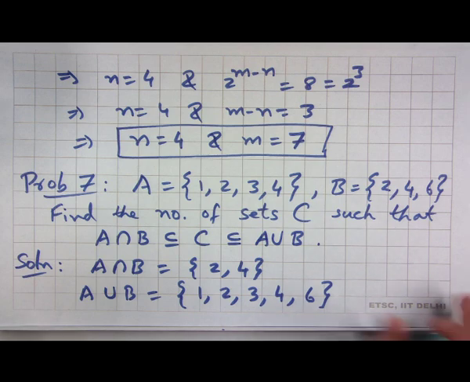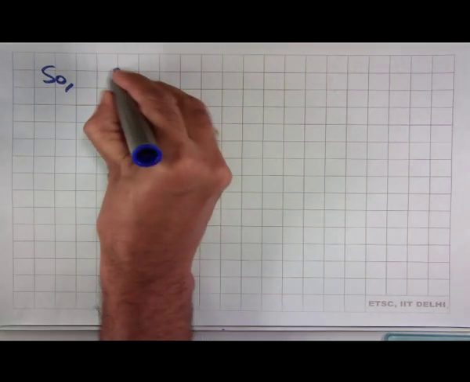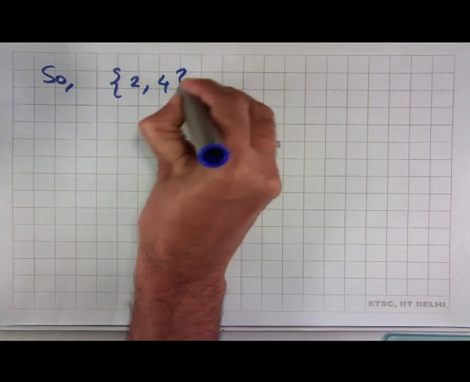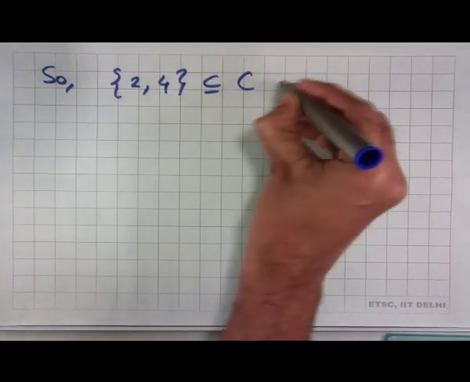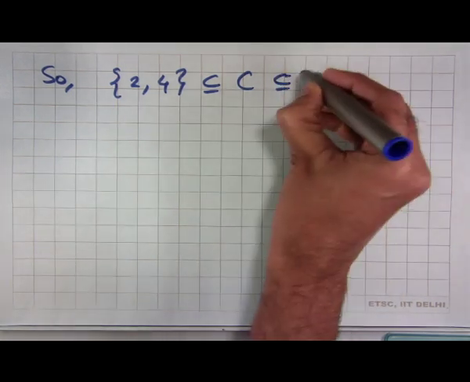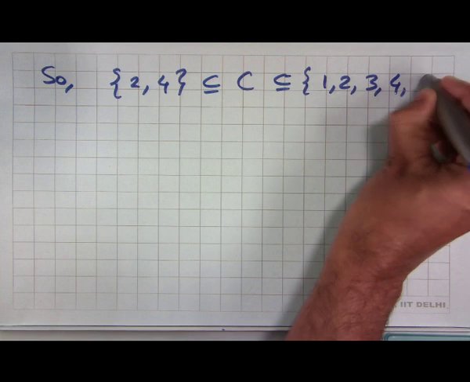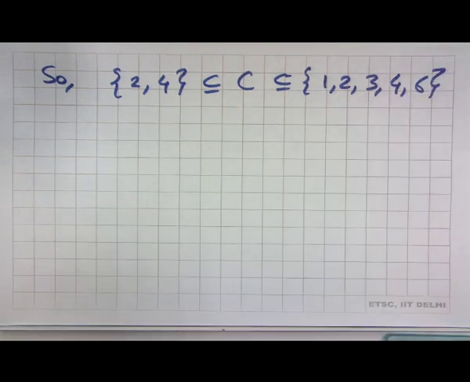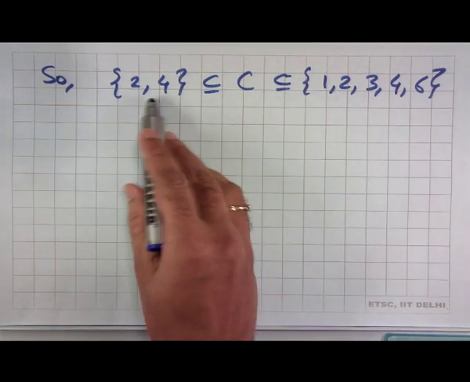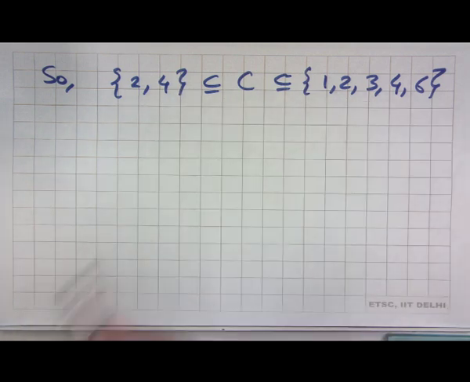So, what we want is that A intersection B, which is {2, 4}, to be a subset of C, and C is a subset of {1, 2, 3, 4, 6}. One way you can think of is you write down all the sets C such that it contains the elements 2 and 4 and it is a subset of {1, 2, 3, 4, 6}, and that way you can count the number of such sets.